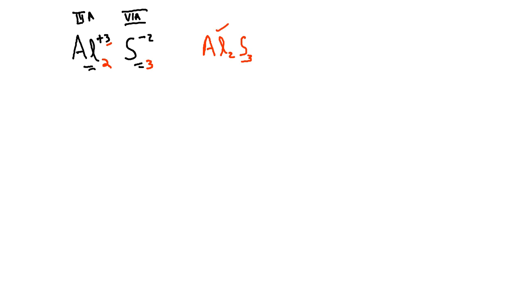And the name then would be aluminum. Take the name of the cation, aluminum. Take the root of the anion, sulf, and then add the ending ide: aluminum sulfide. So on an exam, I would ask you the correct formula for aluminum sulfide. Just look at the periodic table.